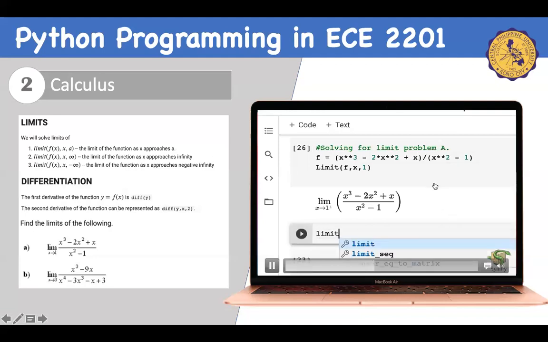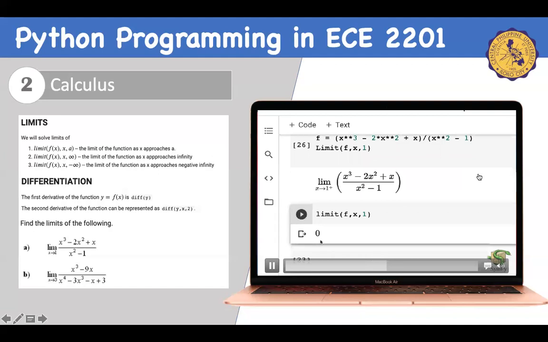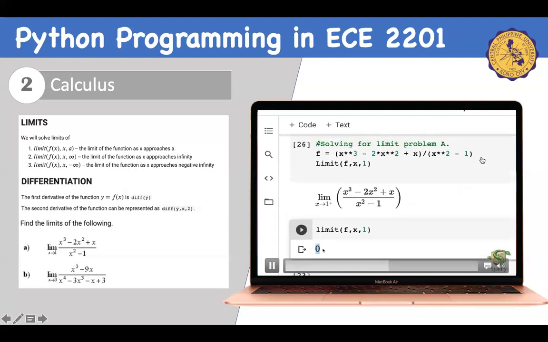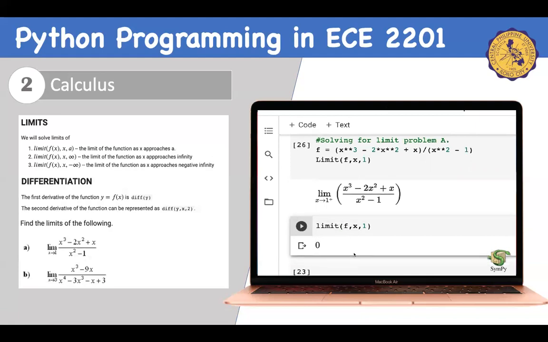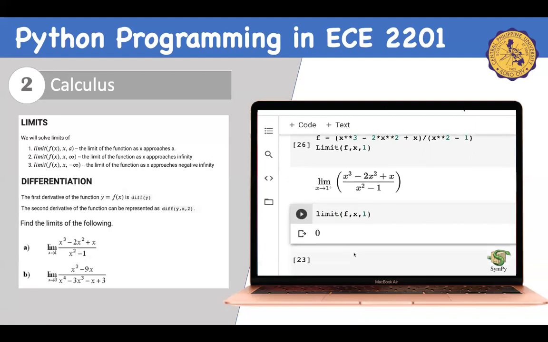But if you want to solve for the value of the limit, you use the lowercase limit. Uppercase is used to display and lowercase is used to solve. So limit of f comma x comma 1 is the limit of your function when x approaches 1. That will give you 0. It's 0 because if you substitute 1 into the numerator, it gives a value of 0.